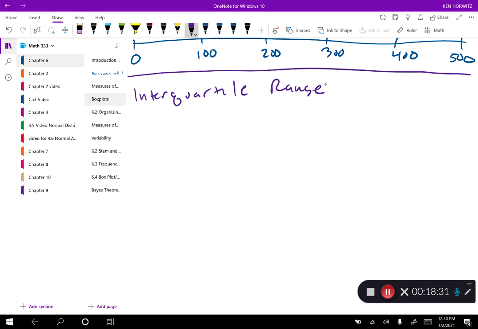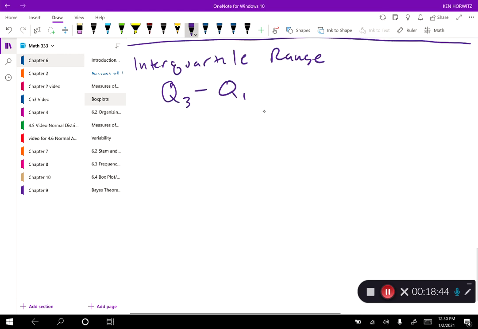Now remember, our quartiles that we had were Q1 and Q3, right? So our interquartile range is Q3 minus Q1. And you might ask, when do we use this? And that would be a perfectly valid question. When we're measuring something called an outlier.